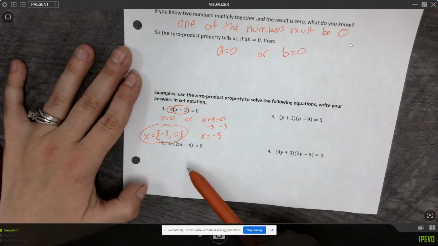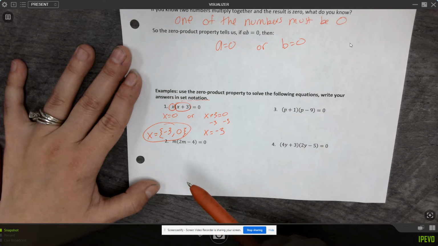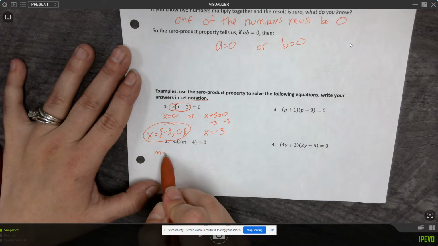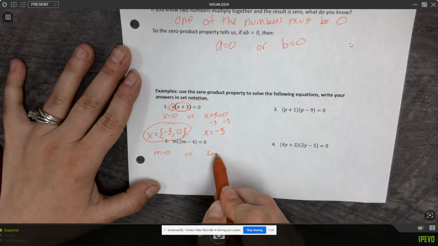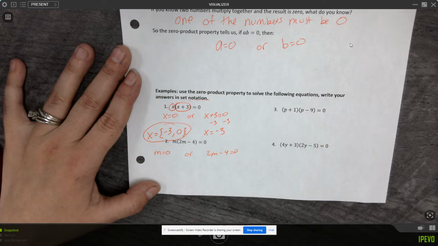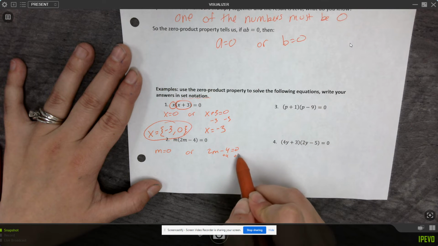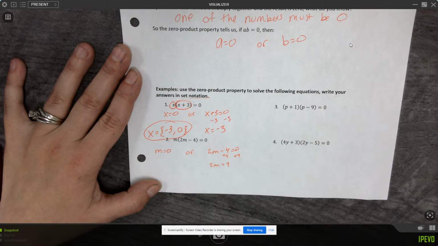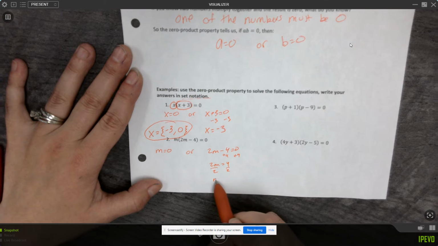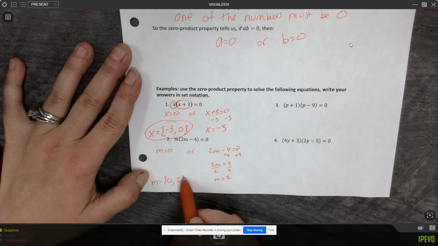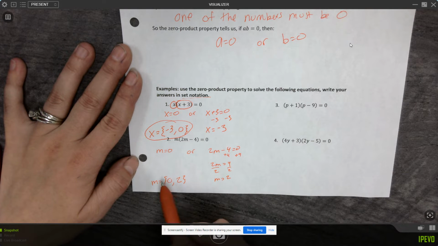Example 2. Zero product property says if you have two things being multiplied. What are my two things being multiplied? M and 2m minus 4. So either m equals 0 or 2m minus 4 equals 0. M equals 0 is solved, but 2m minus 4 is not. You should add your 4, get 2m equals 4, and then you should divide by 2 to get m equals 2. So m equals either 0 or 2 in set notation.